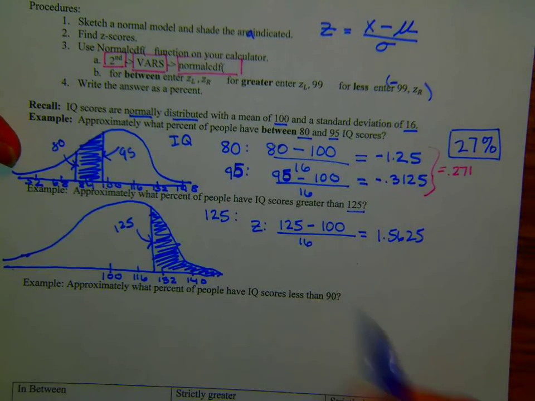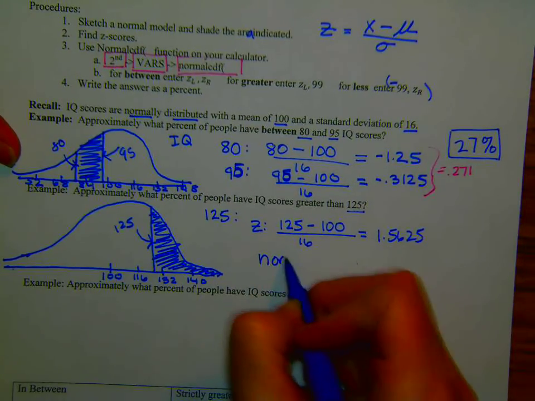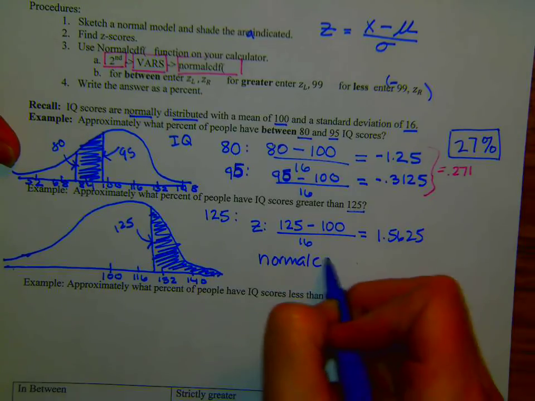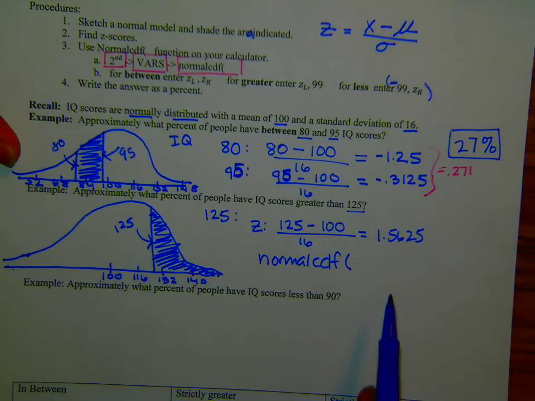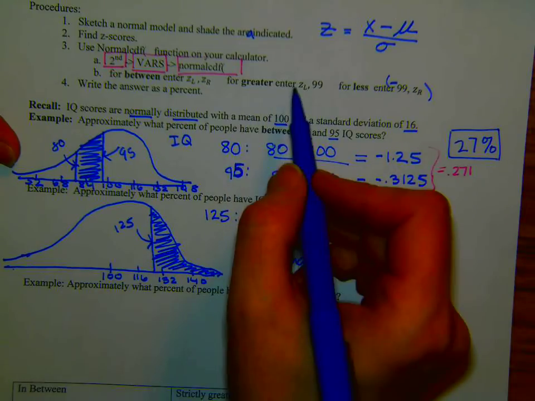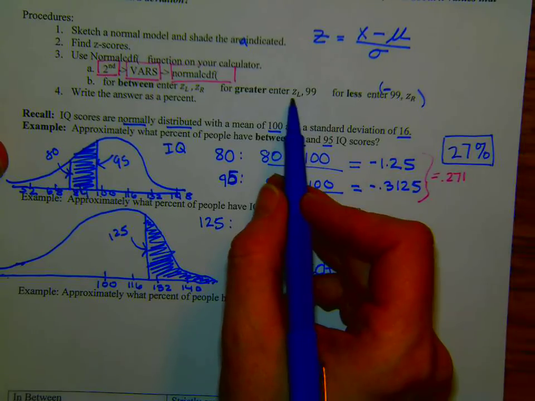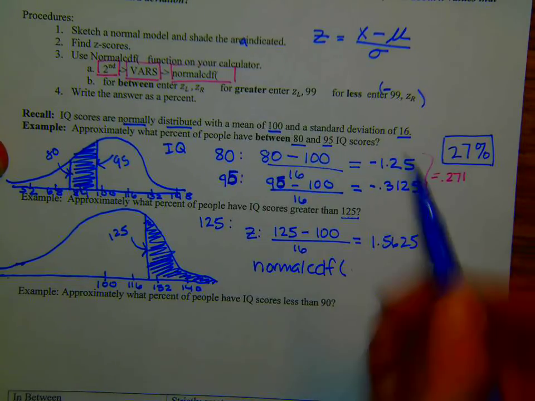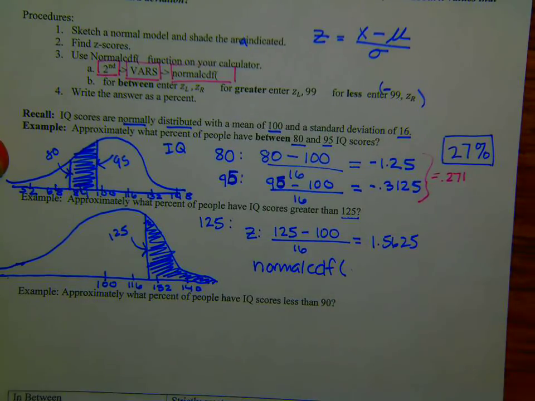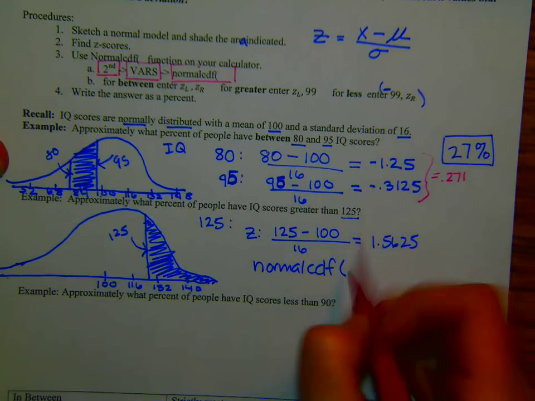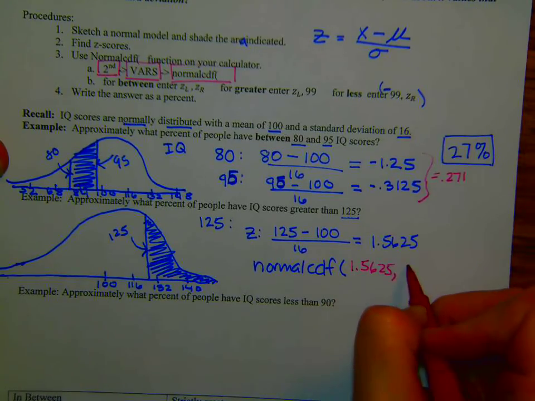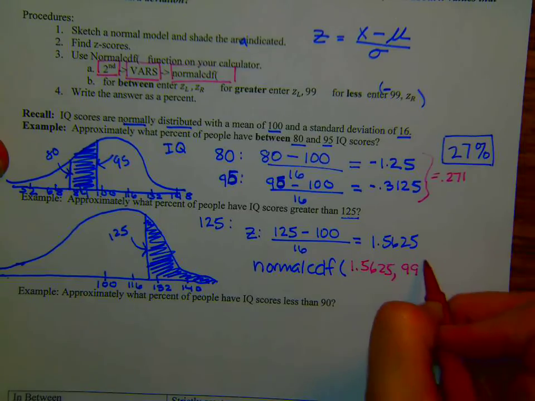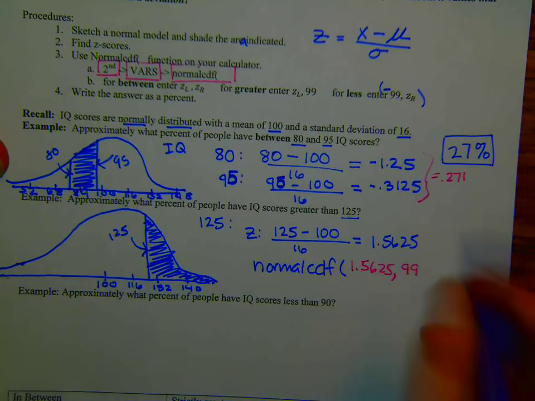All right. So now we're going to go to our step 3, which is use the normal CDF. But look, this is different. We want greater than. So how do we do that? We enter the lower number, 1.5625, and we enter positive 99. Okay, so that's what we're going to enter.